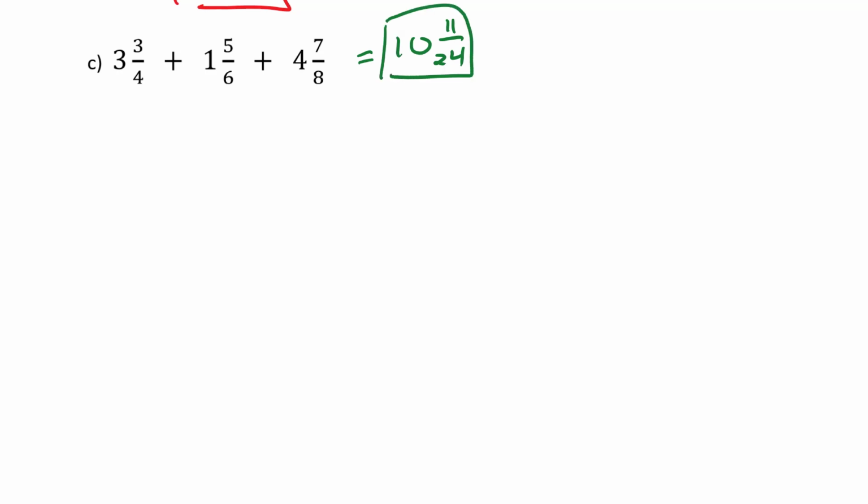If you gave it a try, the correct answer is 10 and 11 over 24. Let's see how we got there. Step number 1. We look at the denominators, and they are all different values. So we must find a common denominator. We will do that using prime factorization. Once again, breaking down all of these values into their prime numbers.